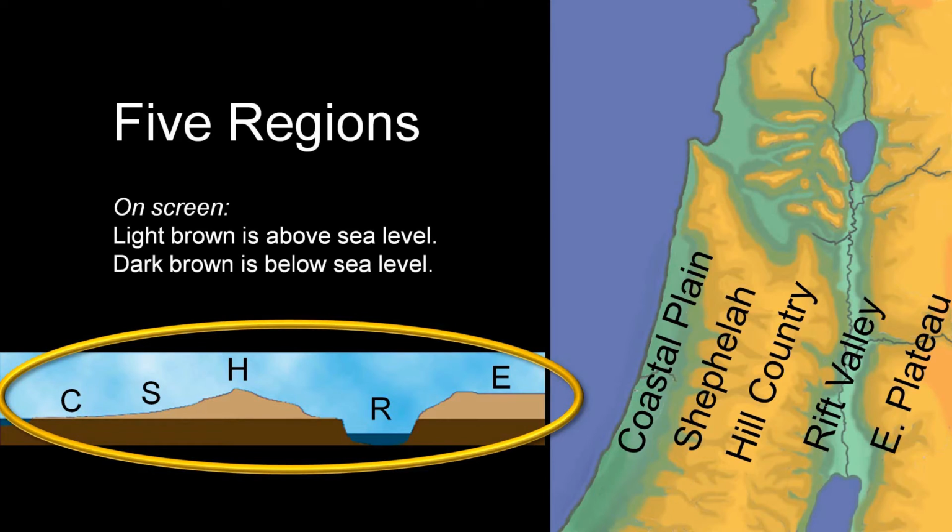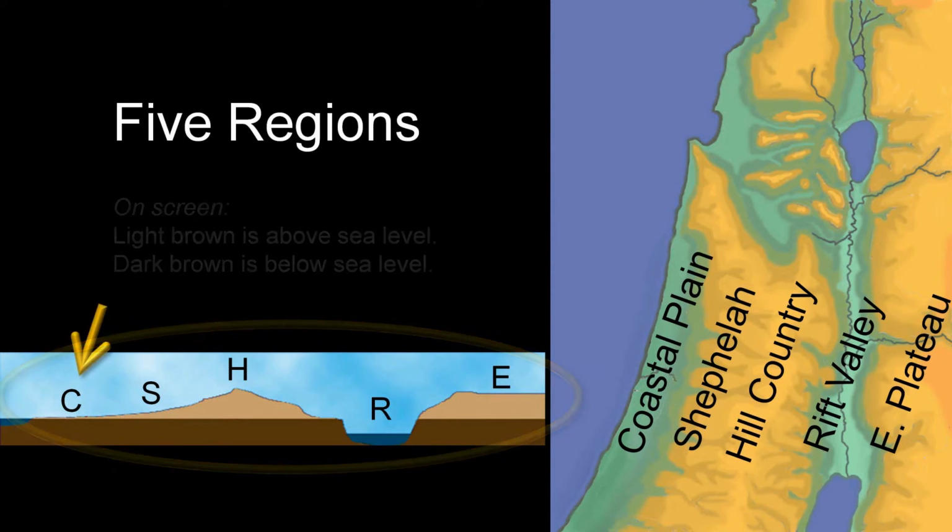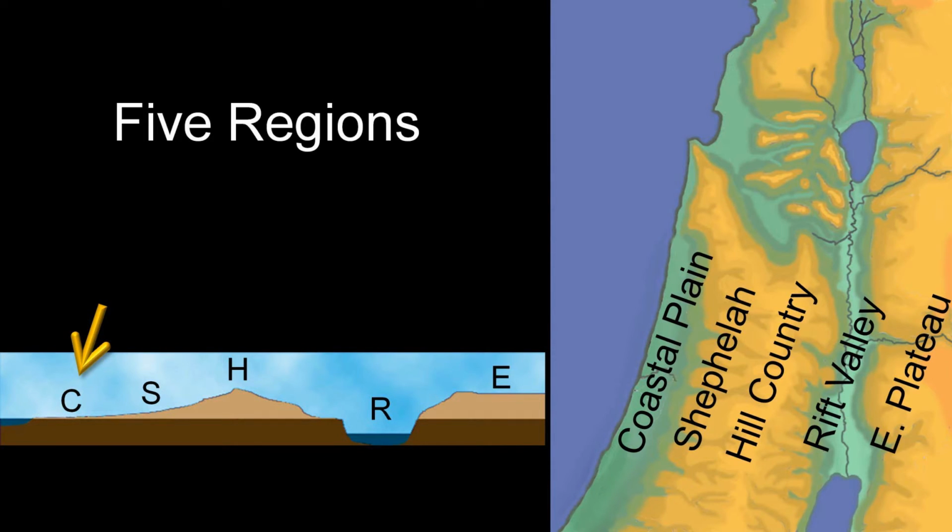The gray area is below sea level. The black area that rises up above it is above sea level. So as you can see all the way over to the left side of the map, the land starts out at sea level at the coastal plain, but then rises slowly through the Shvela, where there's a little bit more black, and then more steeply up to the peak of the hill country in the middle of the cross-section.